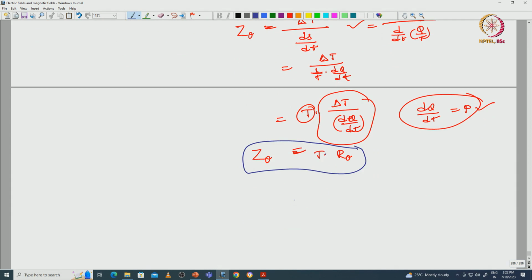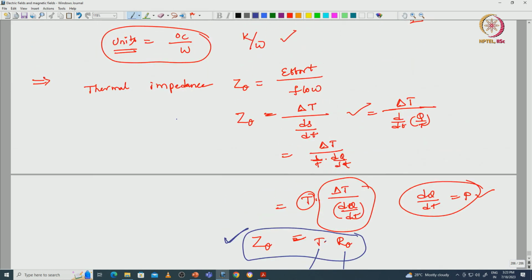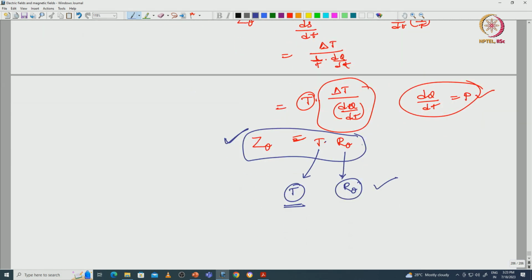This equation represents the thermal resistance for a given temperature T, or at a particular reference temperature, what is the thermal resistance R theta. So, the thermal impedance with respect to the entropy or law of energy conservation principle, Z theta will come T into R theta.